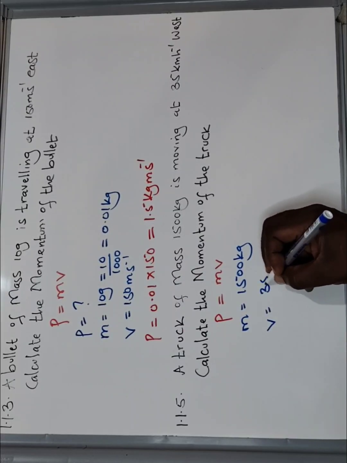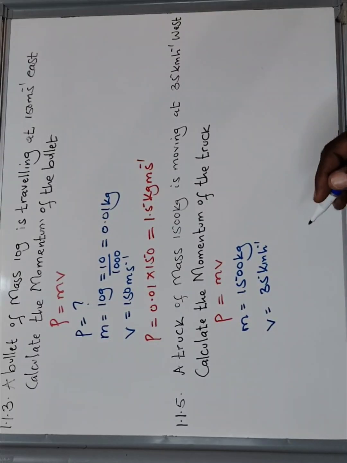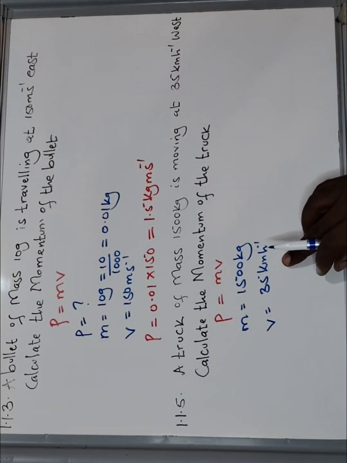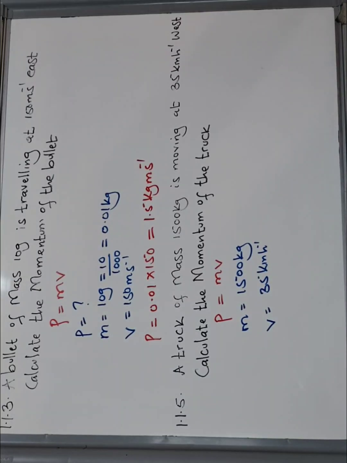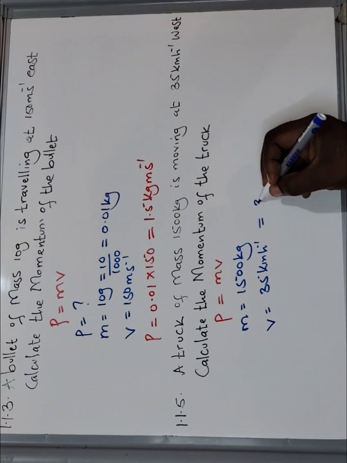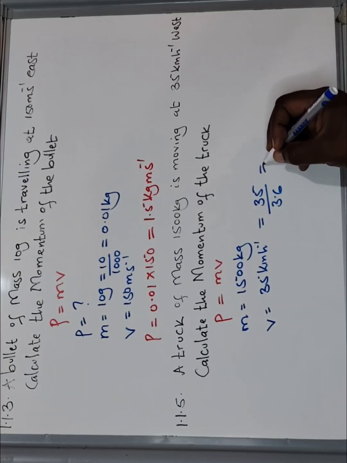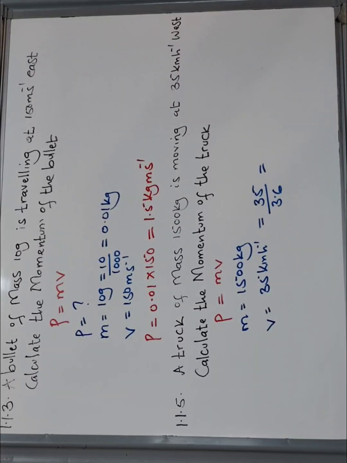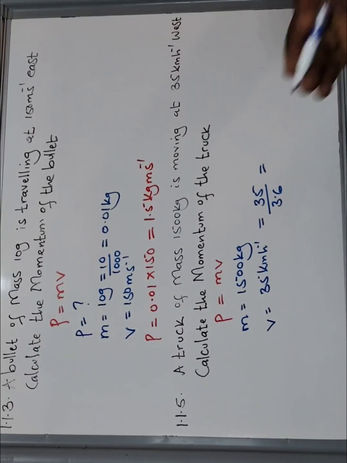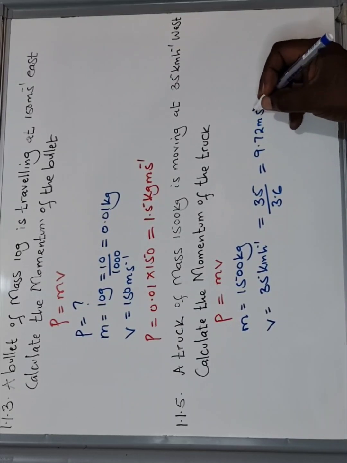And it is 35 kilometers per hour. Now you have to check that this one is not the SI units for velocity. The SI units for velocity is meters per second. So we need to convert this one to SI units. And the best way is to divide it by 3.6. Okay, let's see what we get. We get 9.72 meters per second.